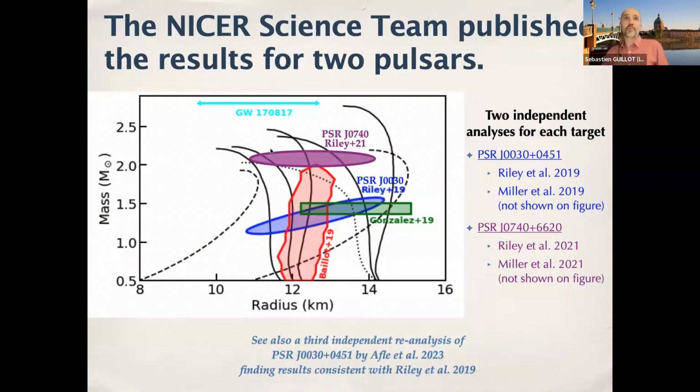So you've probably seen those results for 2 millisecond pulsars. Just a reminder that there were 2 teams working on those analyses at the same time. So there are 2 papers for each of the two millisecond pulsars. The uncertainties are around 10% for each of the 2.